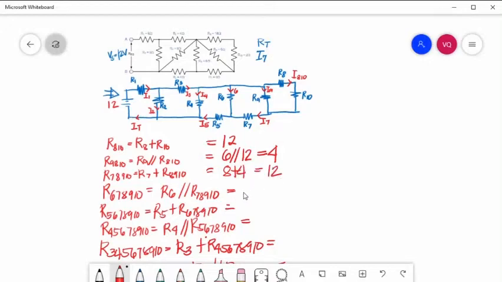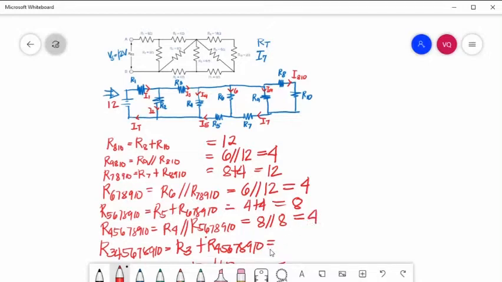Then R6 is 6 in parallel with 12, 4 again. Then in series with R5, 4. So 4 plus 4 equal to 8. In parallel with R4, which is 8. So 8 in parallel with 8, 4.